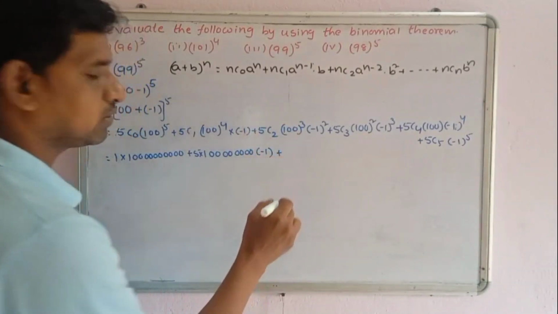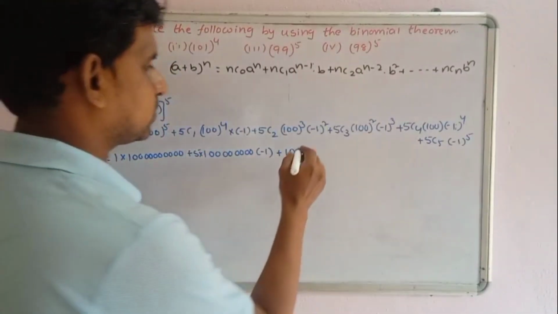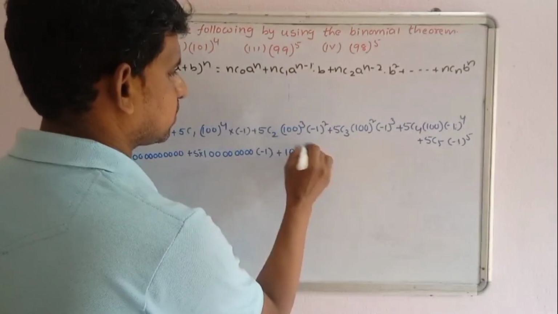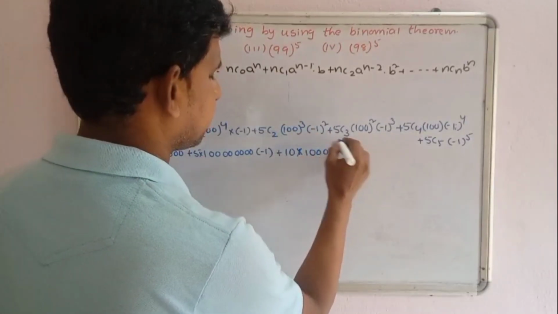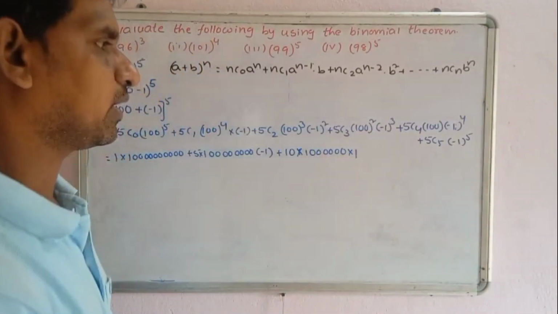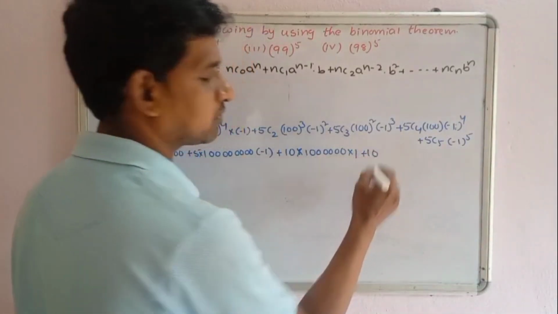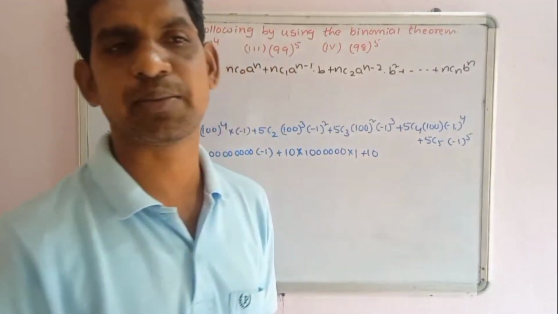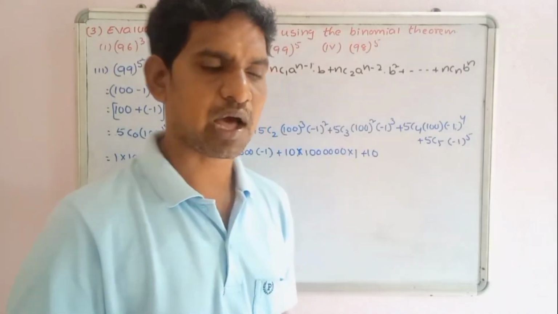Plus 5c2, value 10. So 1 cube, 3 zeros: 1, 2, 3. Minus 1 square, value plus 1. 5c4 value is also 10. If you don't know, use the formula nCr. What is the formula of nCr? n factorial by (n minus r) factorial into r factorial.